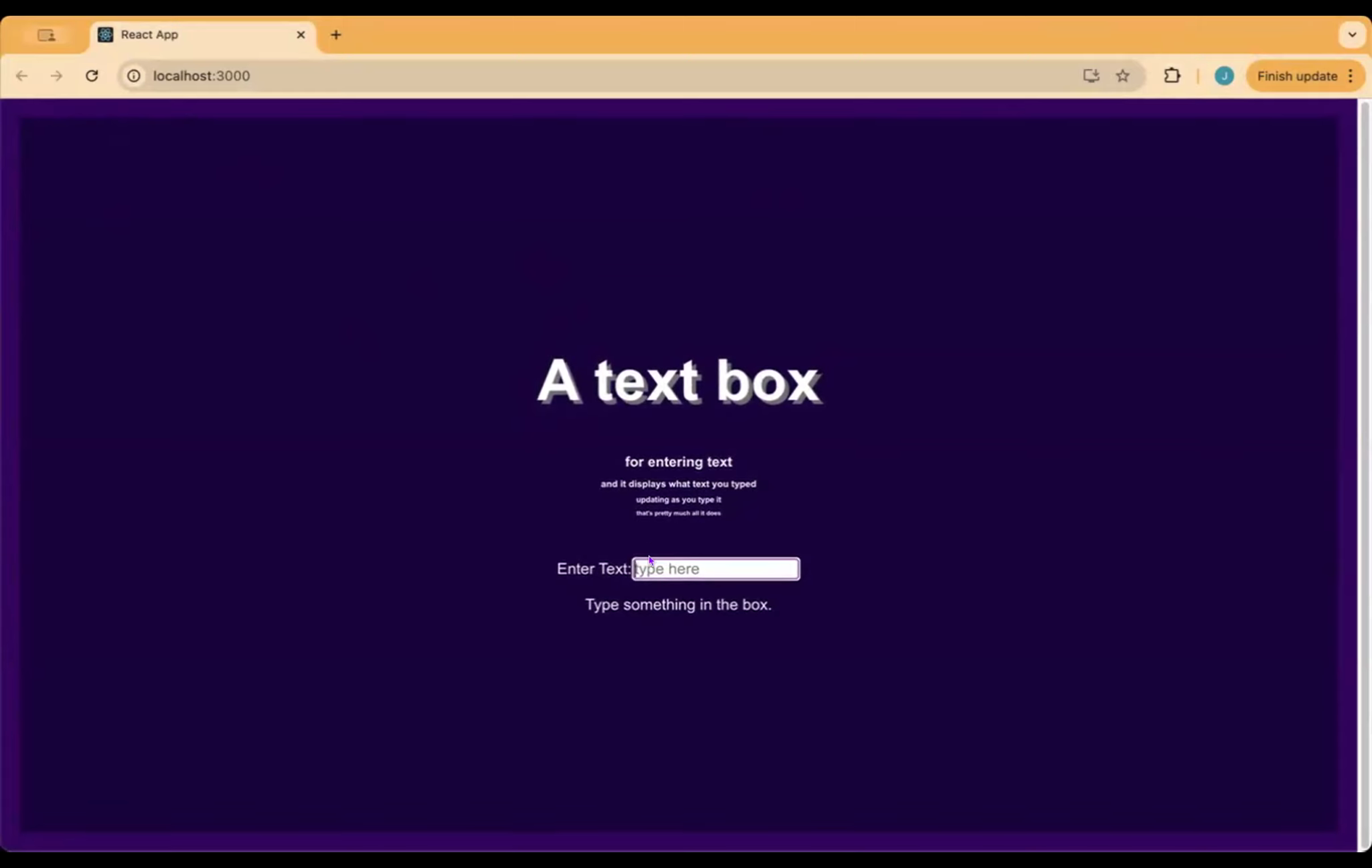Another question: how do I turn this in? Do I turn in the source code, or do I just take a screenshot? At least you need to submit the source code. You are using VS Code, right? Yeah, I'm using VS Code. Could you open your VS Code? Oh yeah, let me show you.